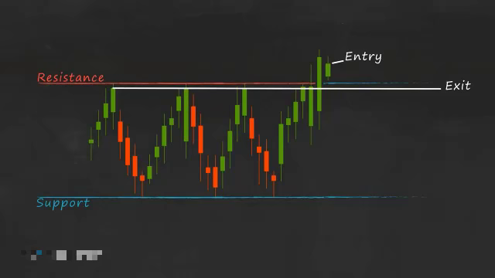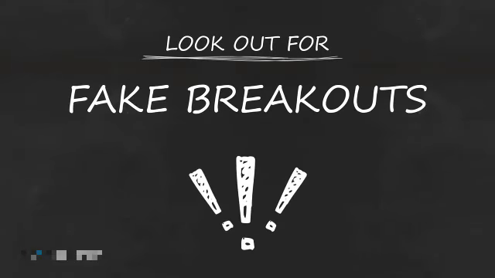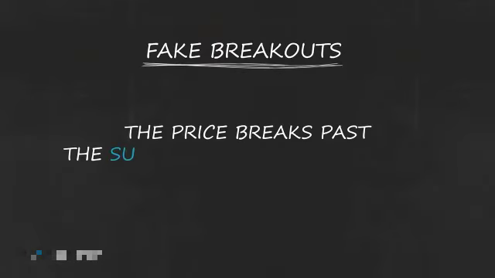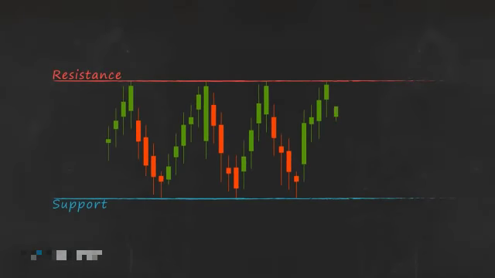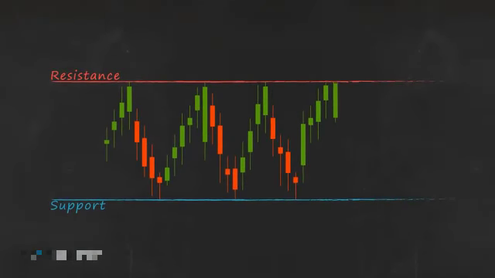One thing to look out for when trading breakouts is fake breakouts. Fake breakouts occur when the price breaks past the support or resistance level, but instead of continuing its movement, the price moves back into the previous trading range. So here we can see that the price breaks outside of the range but does not close above it.